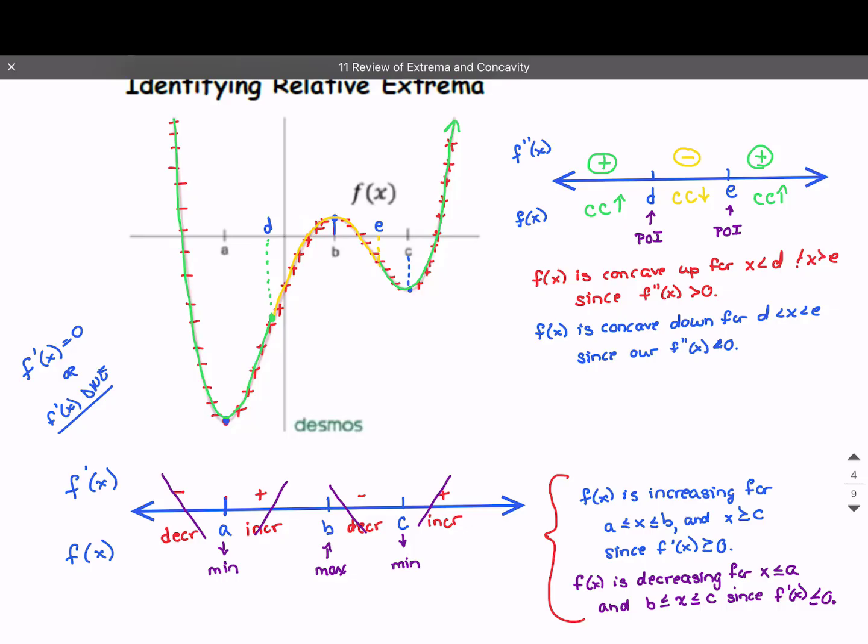We would also be able to say that we have a point of inflection at D since the second derivative changes from positive to negative, and we have a point of inflection at E since the second derivative changes from negative to positive.